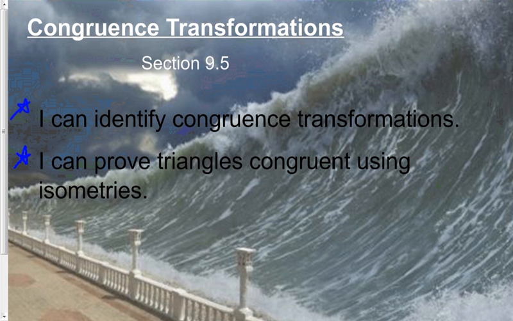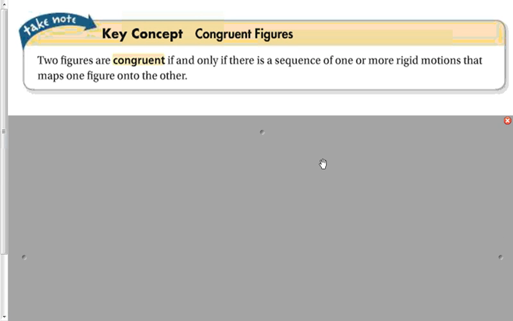All right, so let's start off with this. It's a little bit different congruence definition than what we're used to. Two figures are congruent if and only if, so there's our biconditional here, there is a sequence of one or more rigid motions that maps one figure onto another. So if you can prove that you can translate, rotate, or reflect one shape onto another, and it's exactly the same, then they're congruent.